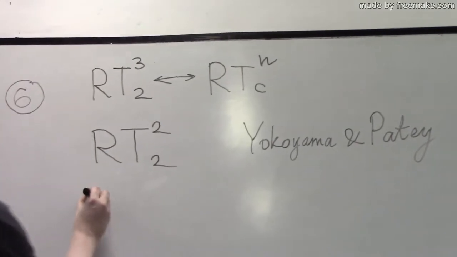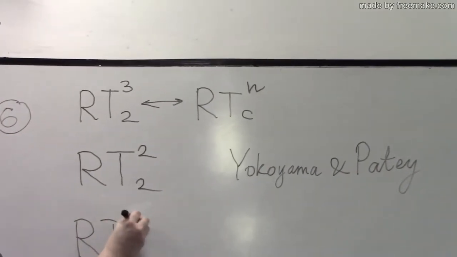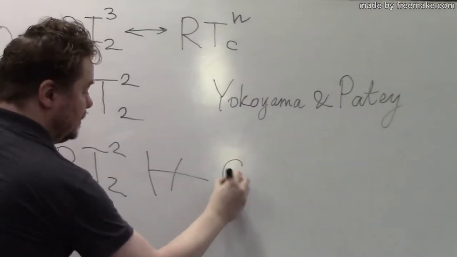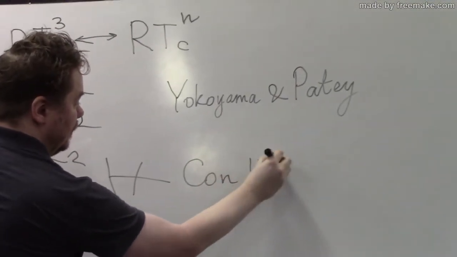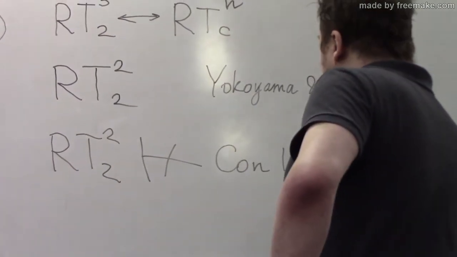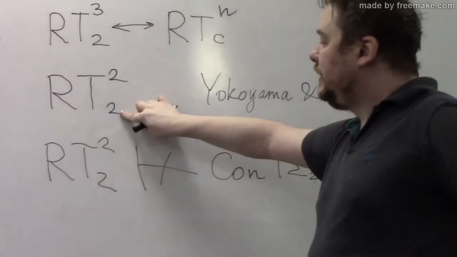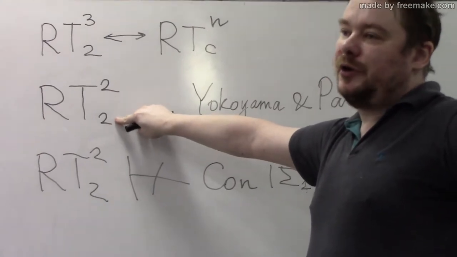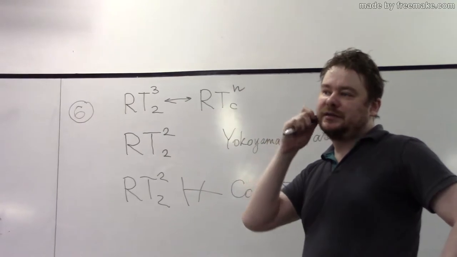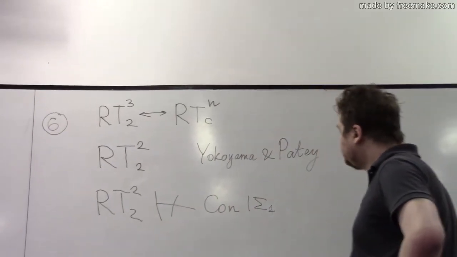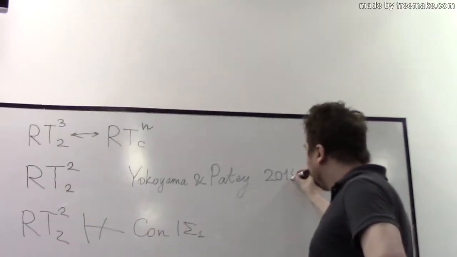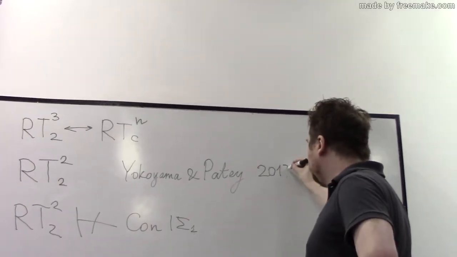So Ramsey theorem for two colors can't prove even consistency. Two colors and pairs. I see, move on. Two colors and pairs. And I think it may still be open when you release the number of colors. So this is Yokoyama and Pate. No, actually, 17.